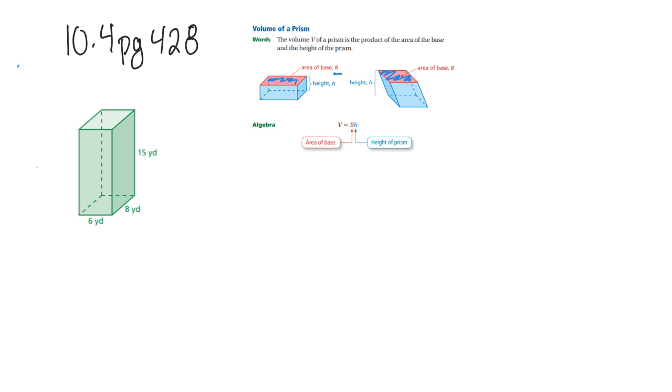So here's our first example here. We have this rectangular prism. Remember, we know it's a rectangular prism because the base is a rectangle. So let's find the area of that base. We know for the area of a rectangle, it's just base times height.